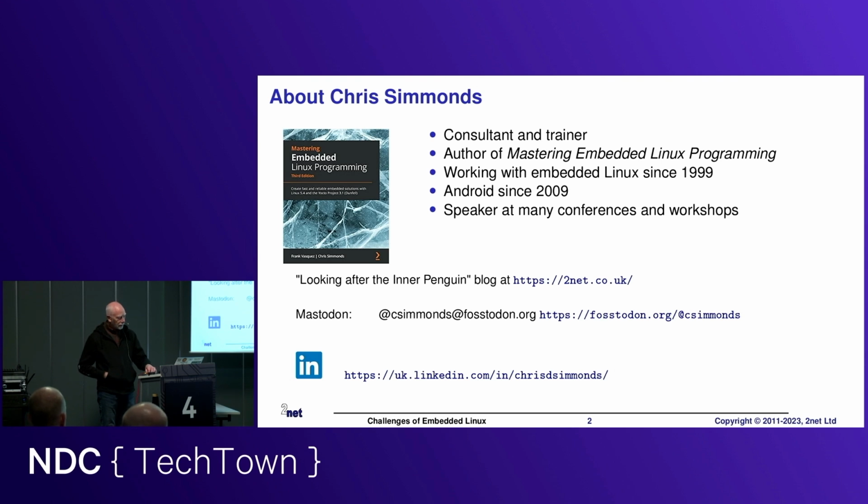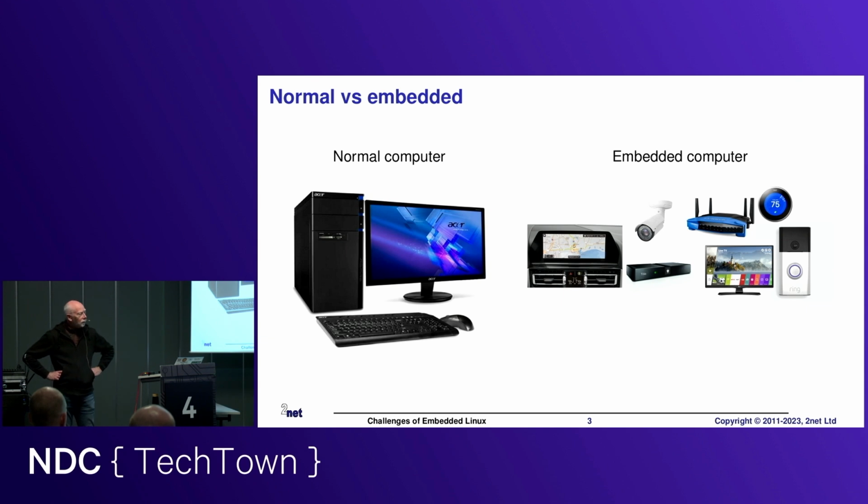So you probably know that I'm an embedded Linux guy by now. I've been doing stuff with Linux and embedded devices for 20-something years, a long, long time anyhow. And this is about, first of all, what is the difference between a normal computer and an embedded computer? So normal computer on the left, it's got a screen, it's got a keyboard, some kind of processing unit. That's basically it. All normal computers are the same.